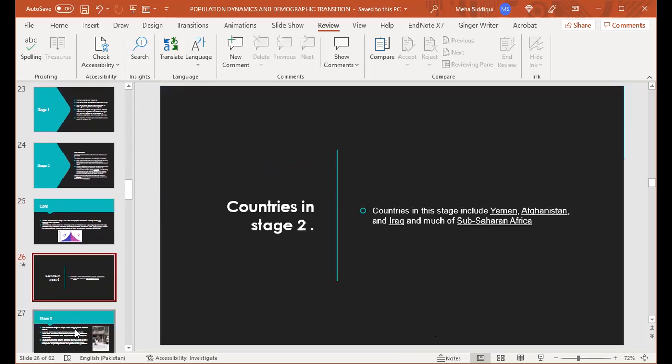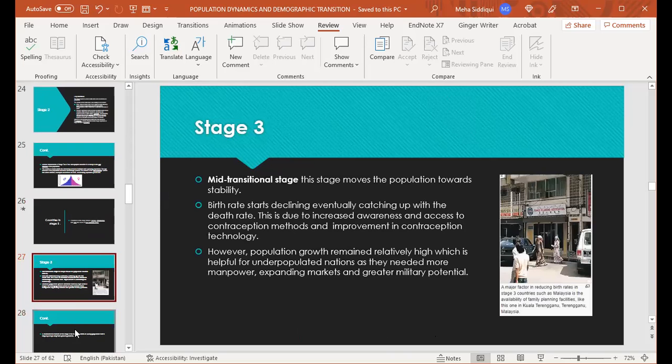Now, what are the countries that are in stage two? These are Yemen, Afghanistan, and Iraq, and much of sub-Saharan Africa. Stage 3. This is called the mid-transitional stage, and it moves the population towards stability.